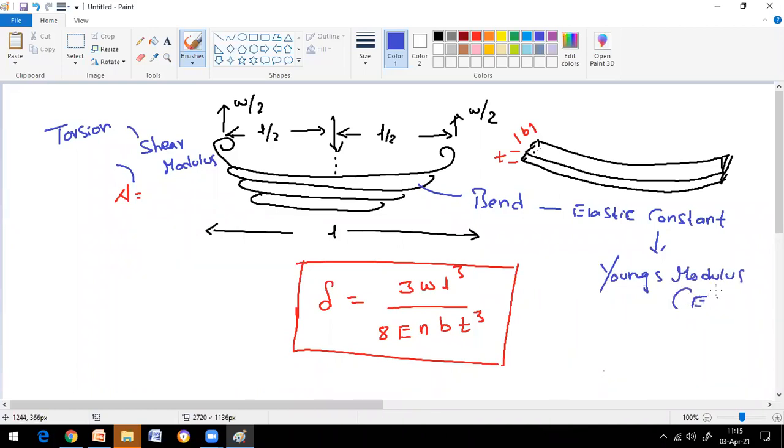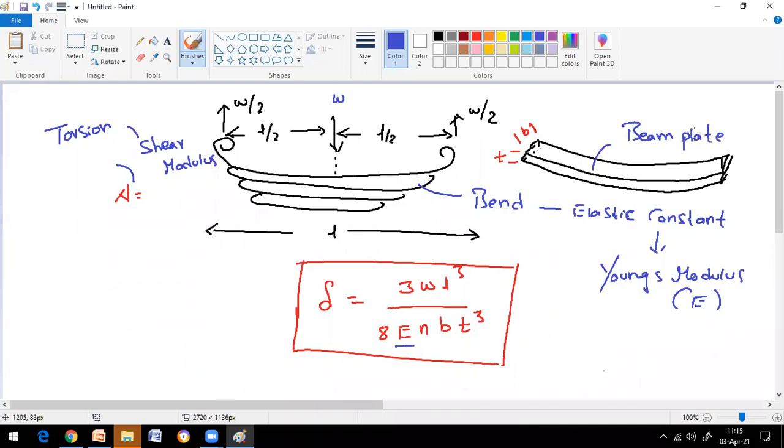Young's modulus E. That's why E comes into picture. W is the load. L is the length of the leaf spring. E is the elastic constant of the beam. Why? Because this is a beam plate, there is no shear that takes place.